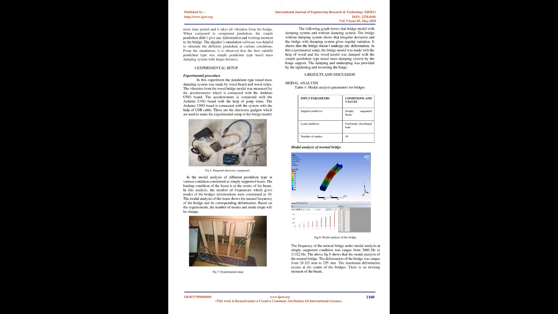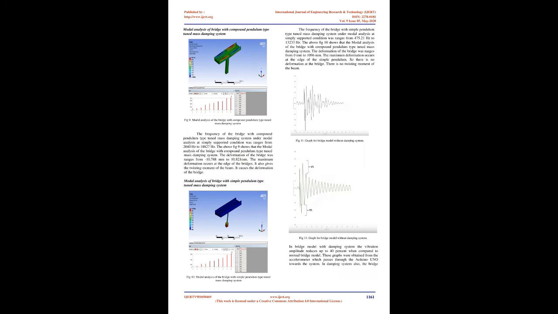Modal analysis of bridge with simple pendulum type tuned mass damping system. Fig 10, modal analysis of the bridge with simple pendulum type tuned mass damping system. The frequency of the bridge with simple pendulum type tuned mass damping system under modal analysis at simply supported condition ranges from 475.21 Hz to 13,233 Hz. The above Fig 10 shows the modal analysis of the bridge with simple pendulum type tuned mass damping system. The deformation of the bridge ranges from 0 mm to 1096 mm. The maximum deformation occurs at the edge of the simple pendulum. So there is no deformation at the bridge. There is no twisting moment of the beam.